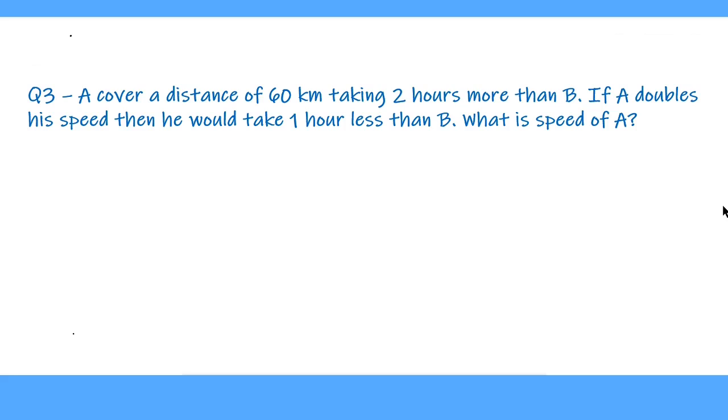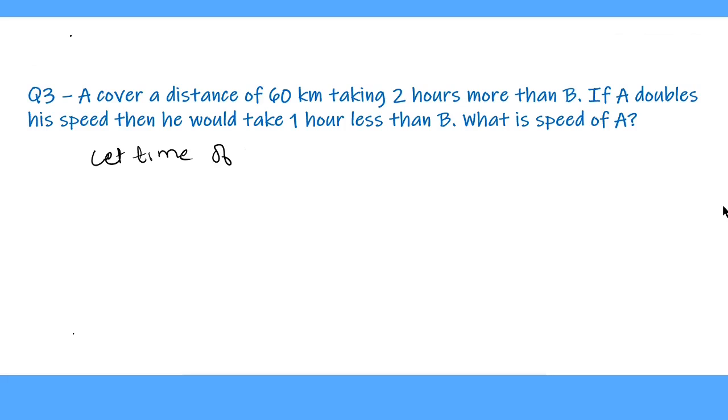A covers a distance of 60 km taking 2 hours more than B. If A doubles his speed, then he would take 1 hour less than B. What is the speed of A? Again, here the distance is constant, or the distance is same, and the speed is varying. So we solve like this.